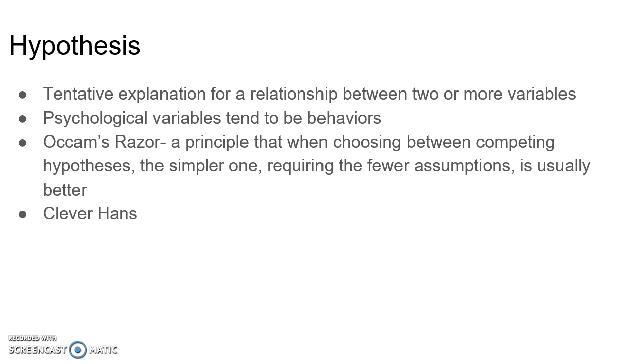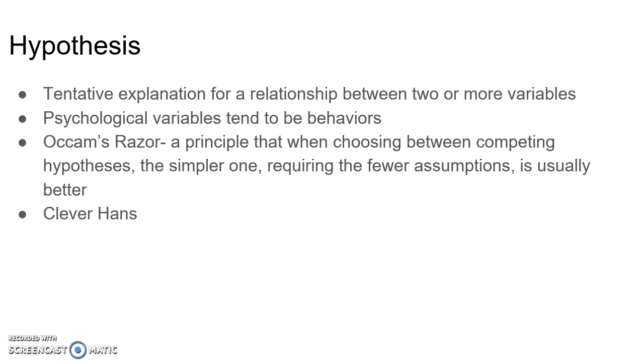The second section begins with defining the term hypothesis, which is a key part of the scientific method. A hypothesis is a tentative explanation for a relationship between two or more variables. Psychological variables tend to be behaviors. So when entering into a psychological experiment, the experiment will be conducted based on a hypothesis that is concerned with behaviors being variables.